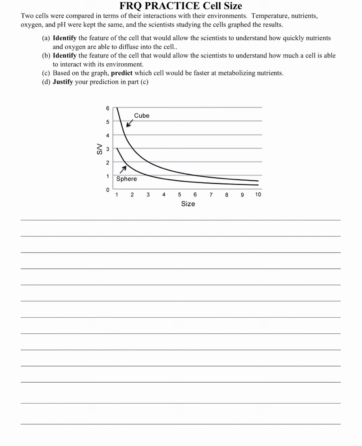A asks you to identify the feature of the cell that would allow the scientist to understand how quickly nutrients and oxygen are able to diffuse into the cell. The answer to this one is going to be the volume. The volume of the cell is what allows those nutrients to move into the cell. Just picture a really, really big volume. It's going to take a long time for something to travel from the surface to the center, or from the center to the surface, whereas a smaller one, it's not going to take as long.